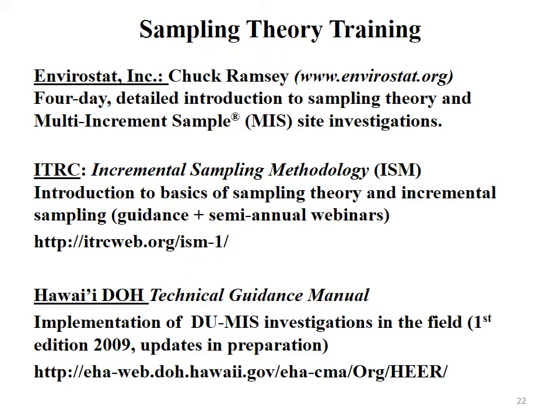Now, for carrying out incremental sampling in the field and designating decision units, right now Hawaii's guidance is the best out there, our technical guidance manual. There's 3 sections in there that discuss implementation of DU MIS investigations in the field. You see the web page below, and that guidance is currently being updated. We hope to have it posted by the end of year 2015.